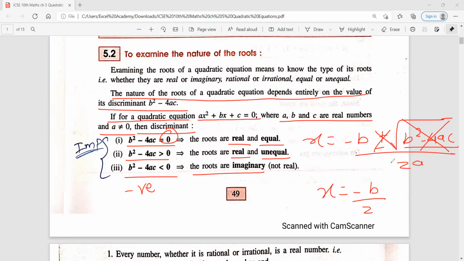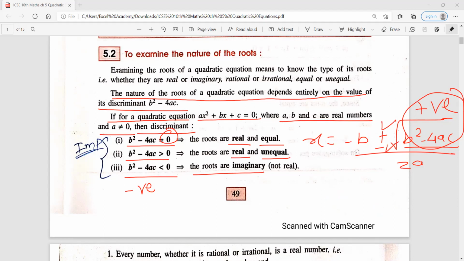आता समजा greater than 0 आलं. If the discriminant is greater than 0, what will happen? This will turn positive. Square root will turn positive. If b square minus 4ac is greater than 0, that means positive, then square root is also positive. Then there will be two values, एक plus वाली, एक minus वाली.